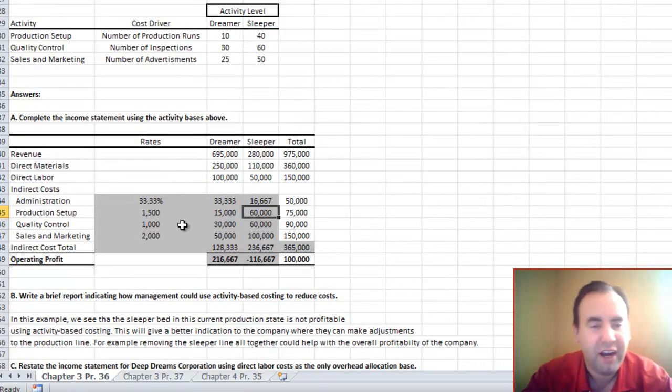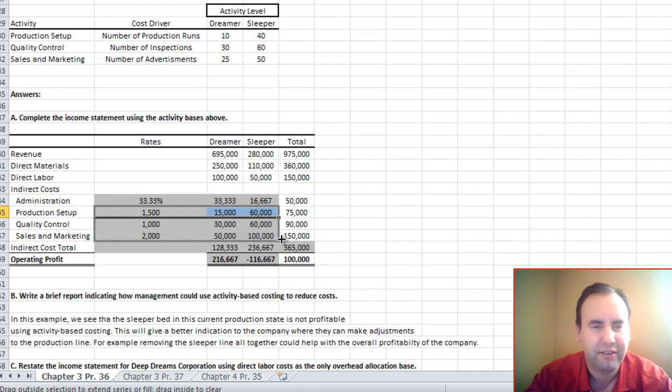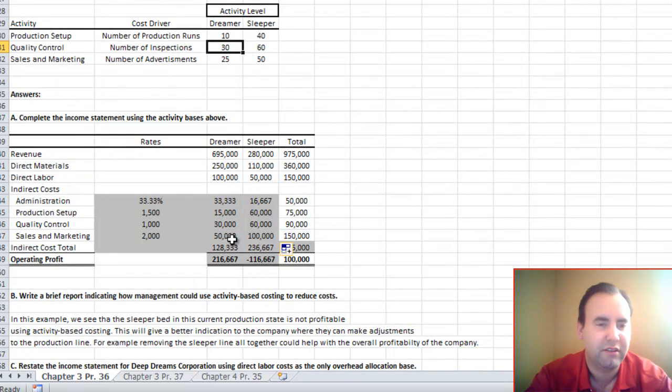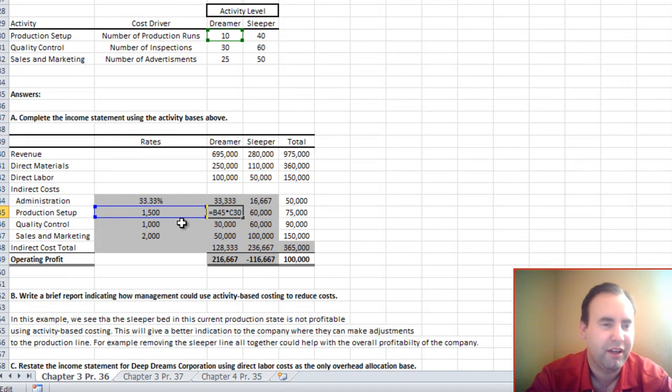As illustrated here, all we're going to do is drag and drop that all the way down. As you see, it converts everything from up here into the formulas below. And once again, that formula is simply multiplying the activity level of the item by the rate for the particular production setup, quality control, or sales and marketing.